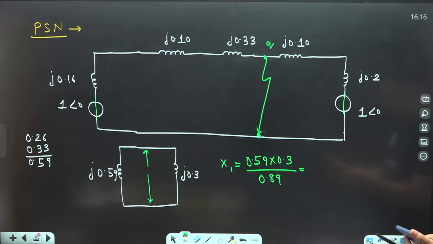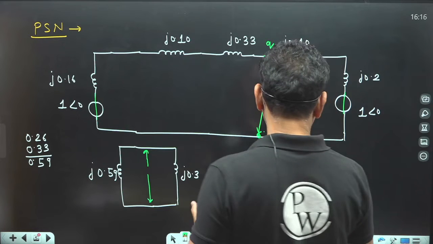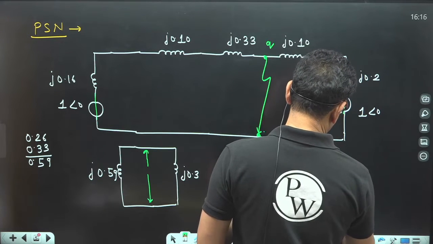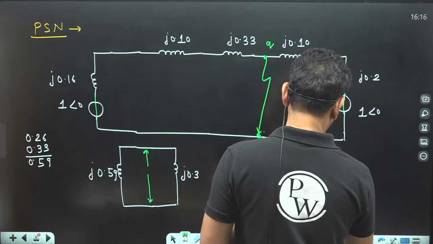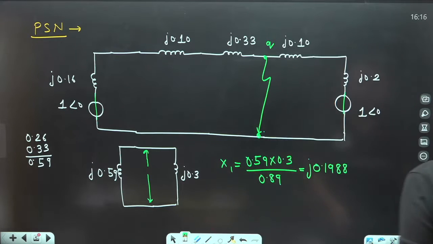0.59 into 0.3 divided by 0.89, 0.1988 j. This is the Thevenin equivalent positive sequence reactance at the fault point.